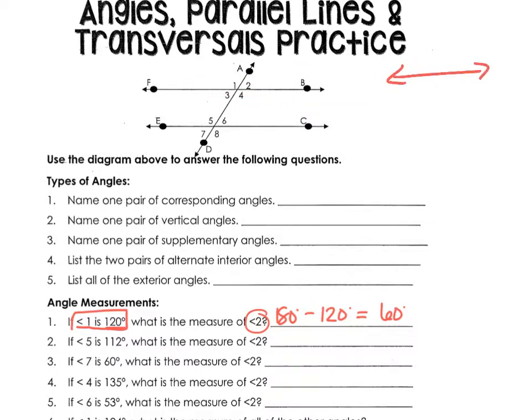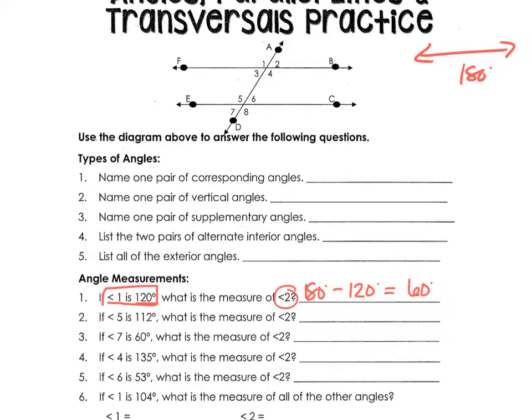Straight line, 180 degrees. So if angle 5 is 112 degrees, what is the measure of angle 2? Same thing. Angle 5 is obtuse, angle 2 is acute. So what are you going to do? You're going to want to subtract.